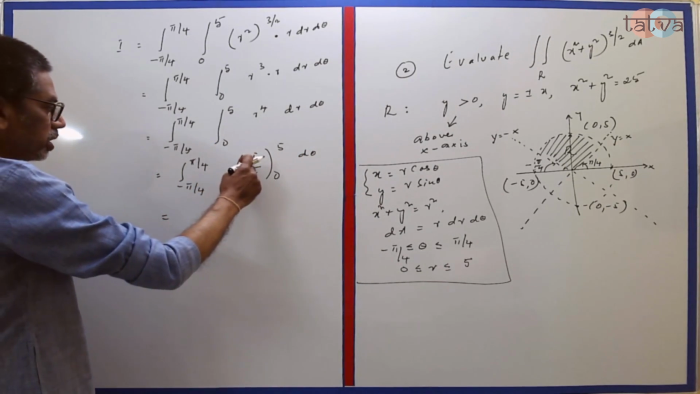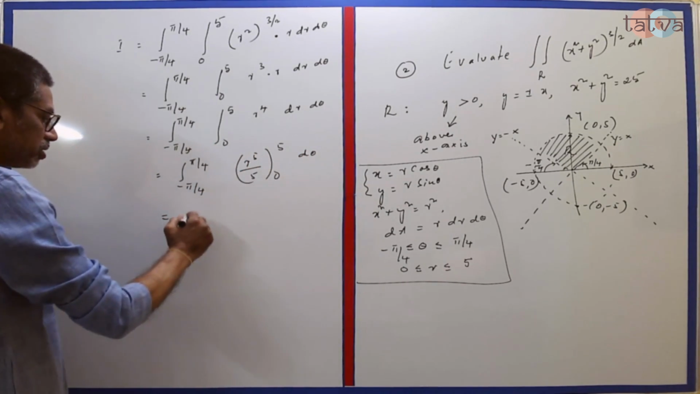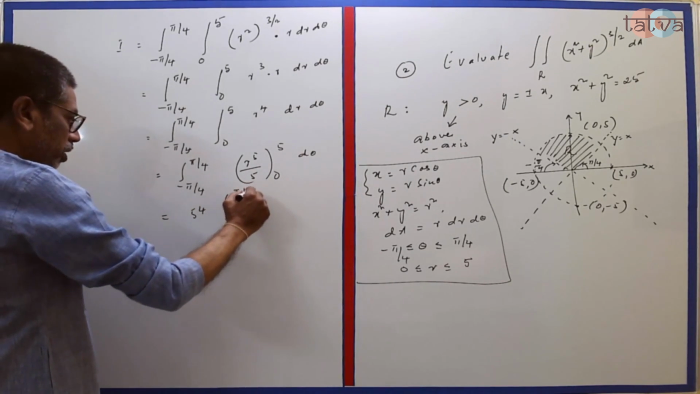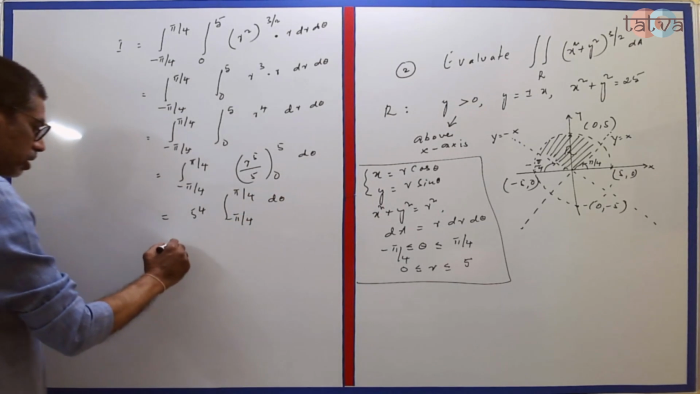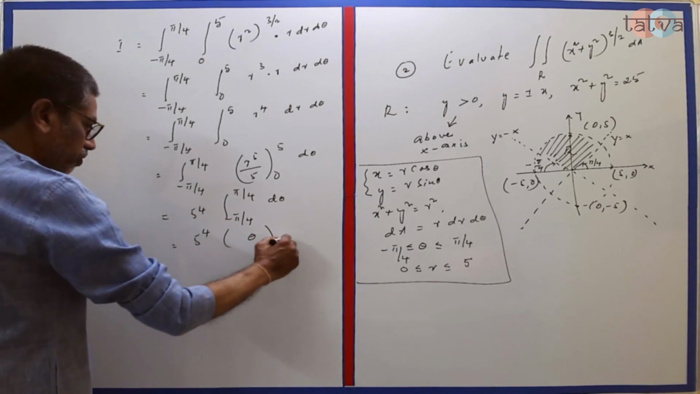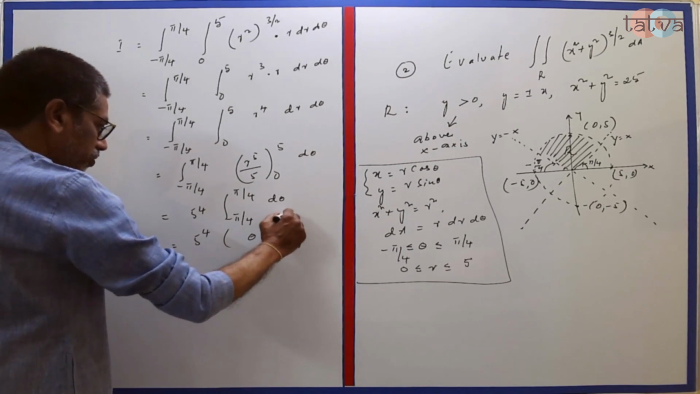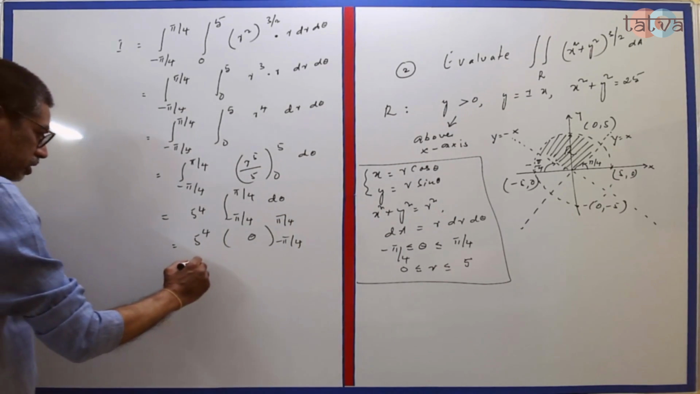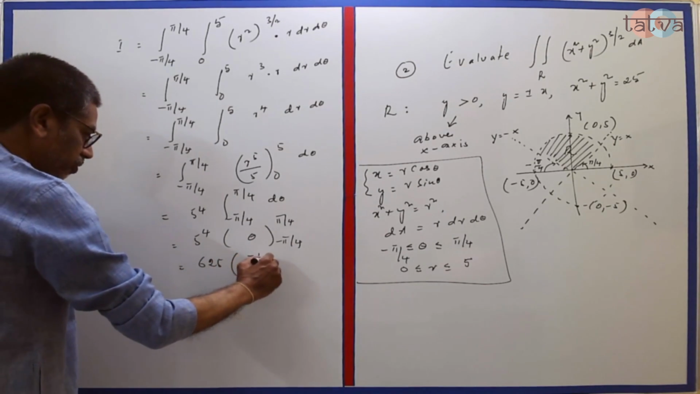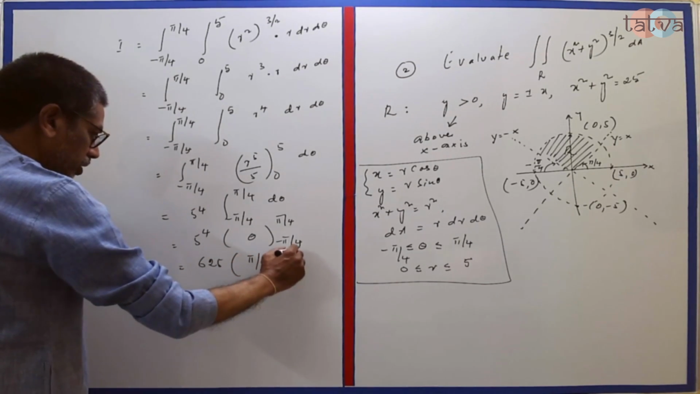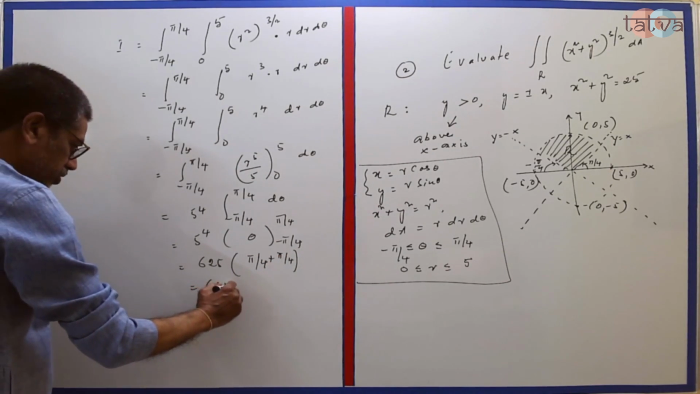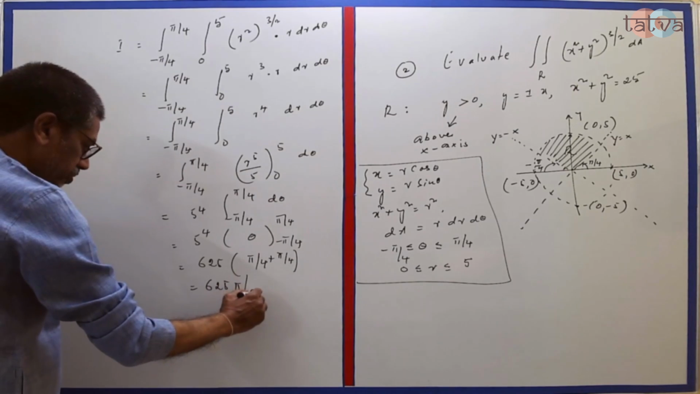Apply limits, I'll get 5 power 5 by 5, that makes it 5 power 4, from minus pi by 4 to pi by 4 of d theta. So this is 5 power 4 times theta, from minus pi by 4 to pi by 4. This is 625 times pi by 4 plus pi by 4. This becomes pi by 2. So I'll get 625 times pi divided by 2.